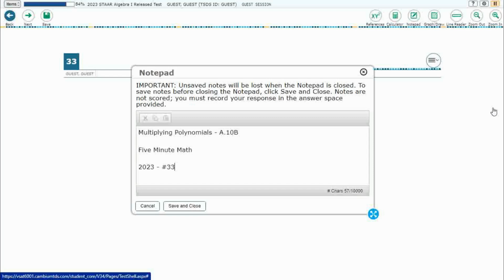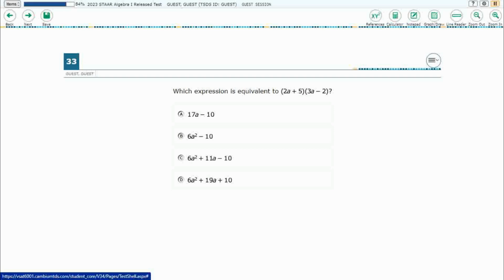Today we are looking at the Algebra 1 concept of multiplying polynomials. This is standard A.10B in the great state of Texas. We are using item number 33 of the 2023 released STAAR test. If you haven't done so already, please go ahead and take a moment to pause the video, work this problem out on your own, unpause it, and we will look at our answers together.